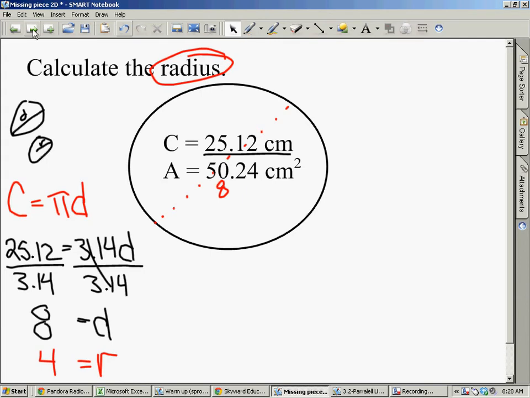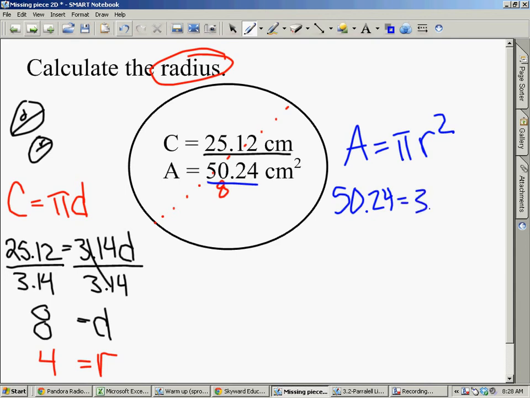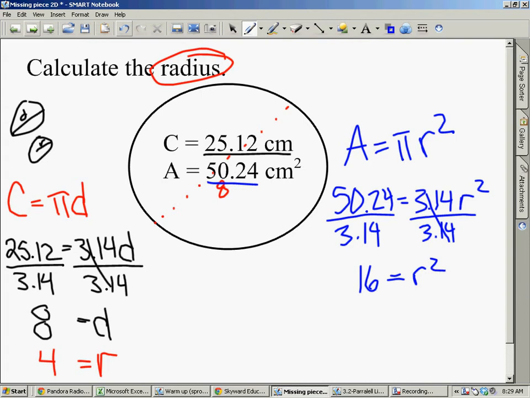Let's use the area formula and see if we get the same answer. If I think about the area of a circle, I think about my formula for area. That's pi r squared. The area is 50.24. I get that right here. I know that pi is 3.14, and I don't know r yet. Okay. Now I'm going to use my algebra. I'm going to divide by that 3.14. And I'm going to get 16 equals r squared.